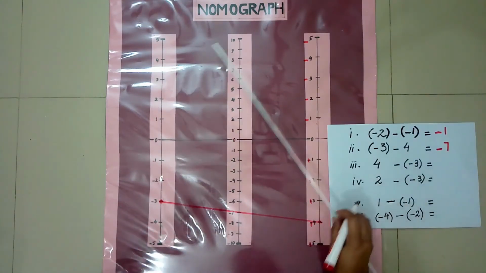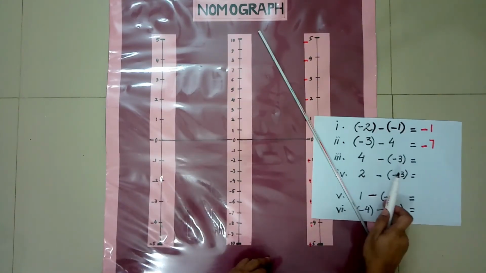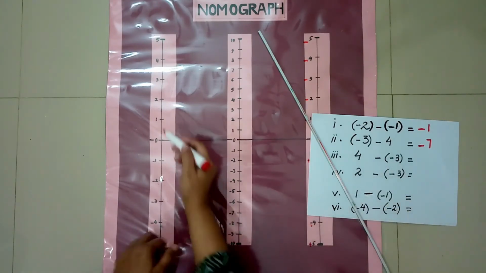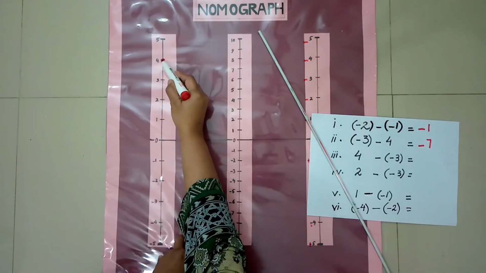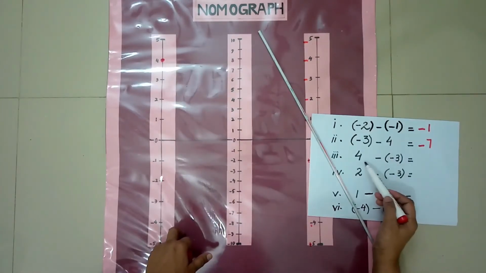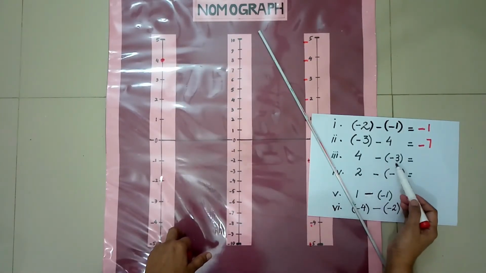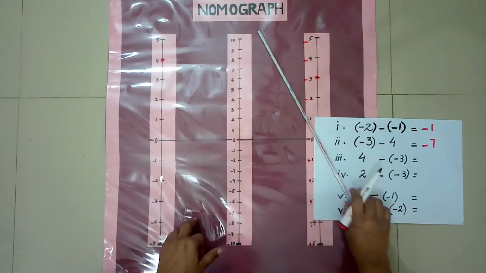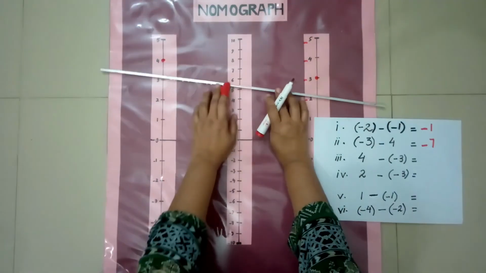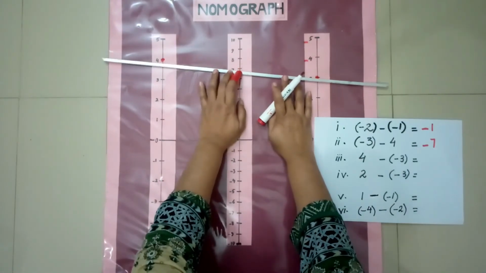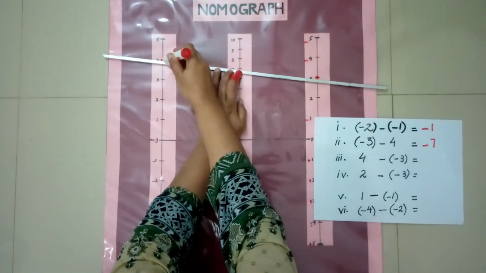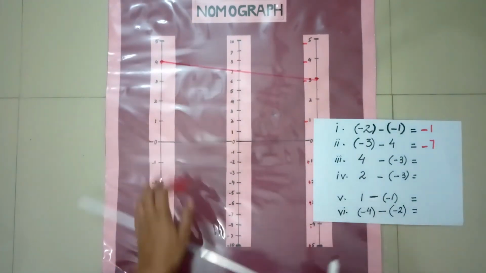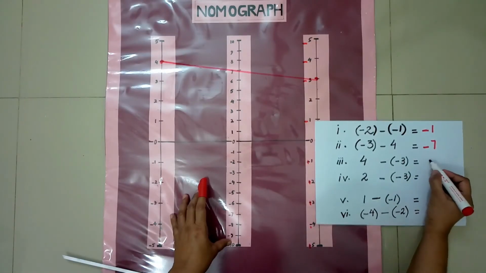And now question number 3, 4 minus -3. So here I will take 4. This is 4 and we are going to subtract -3 from it. So -3 is here. I will make a line to show the answer. That is, the answer is 7. So I will write here 7.